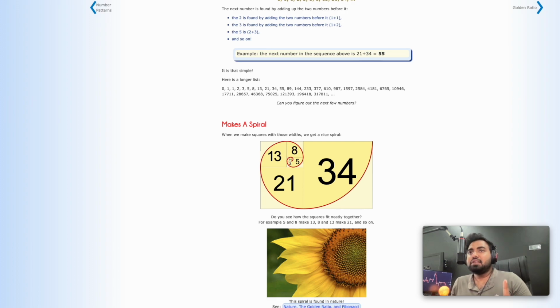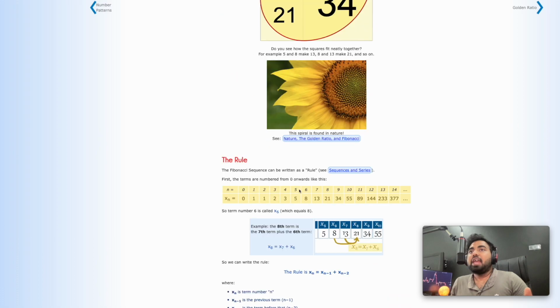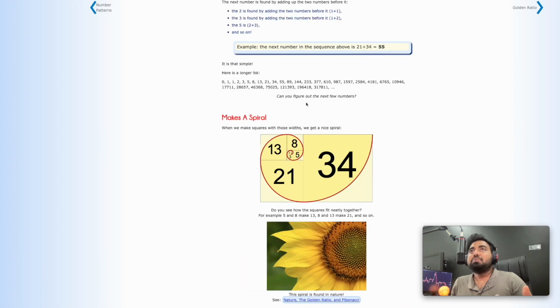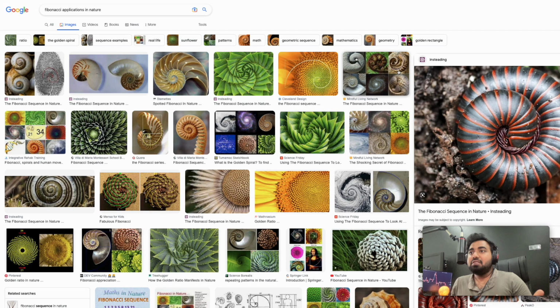Wow, that is really nice. Now you can understand how it makes a spiral using these widths, by making the squares. So we can find these spirals in nature, guys, because Fibonacci itself is nature. Fibonacci is the nature, so we can find it in nature.